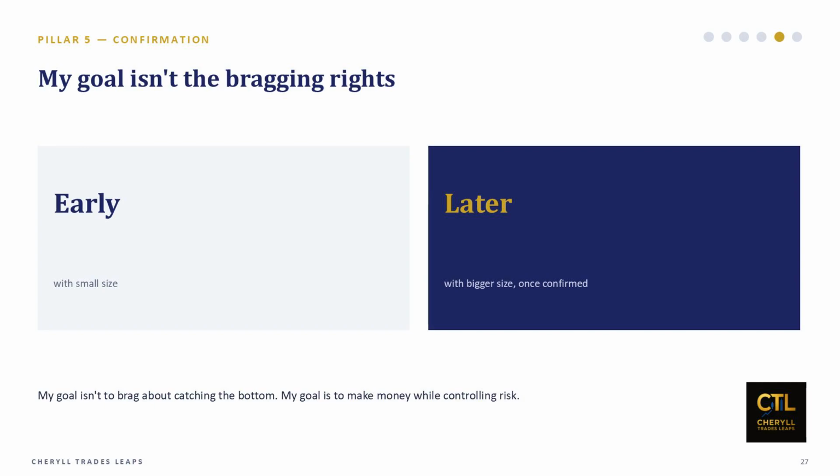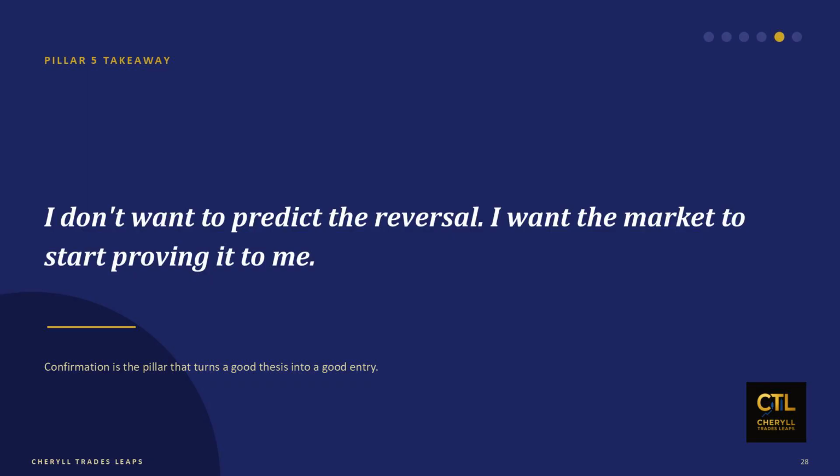My goal is to make money while controlling risk. I would rather be early with small size and later with bigger size. Pillar 5. Takeaway. I don't want to predict the reversal. I want the market to start proving it to me. Confirmation is the pillar that turns a good thesis into a good entry.